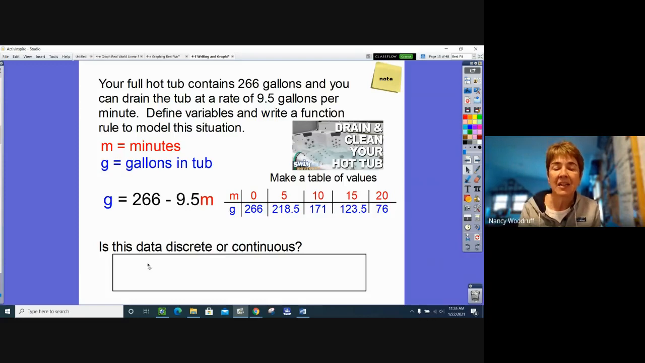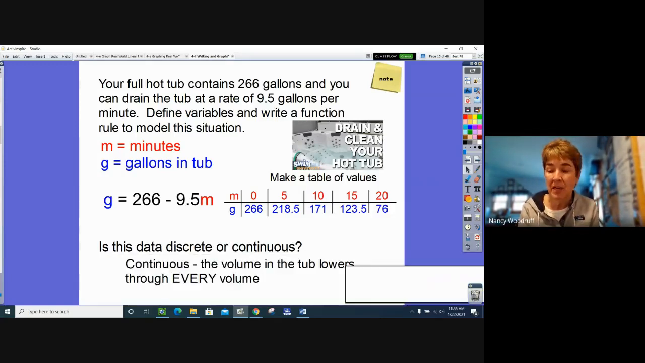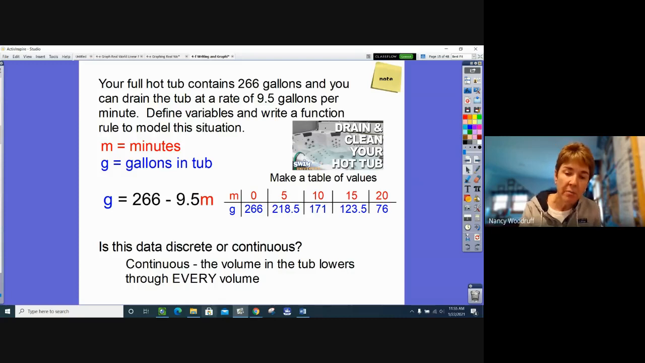Is this data discrete or continuous? As the water leaves the tub, which one is it? And I'm hoping you said this time continuous. It's a measurement. So as the minutes go by, the gallons don't jump. It goes through every level. So this one we definitely would connect with a line.